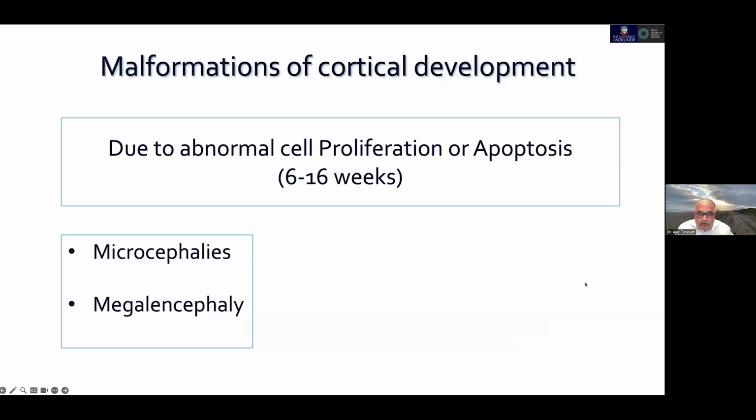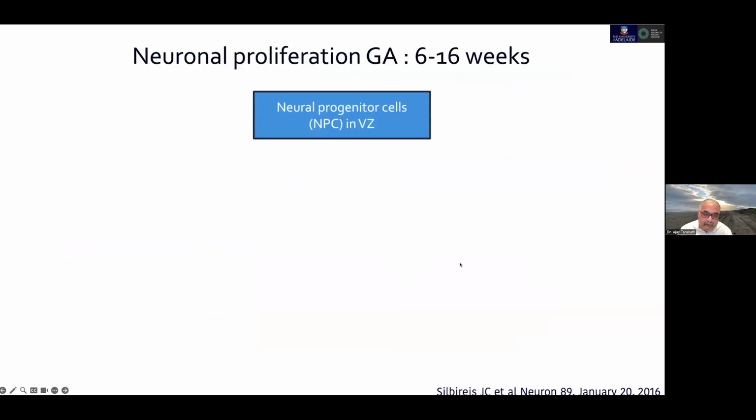Now let's move on to malformations of cortical development. As you all know, it is classified into various categories. The first one is where there is abnormal cell proliferation or apoptosis, which is further broken down to microcephaly and megalencephaly. Obviously, microcephaly is where we have reduced proliferation or increased apoptosis, and the converse for megalencephaly.